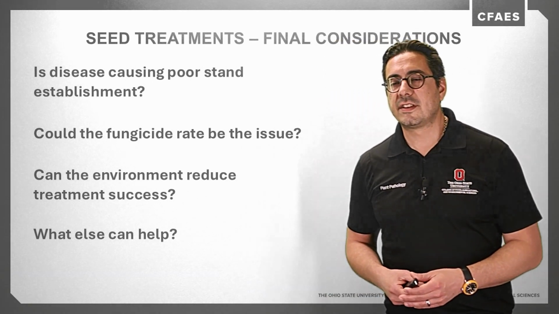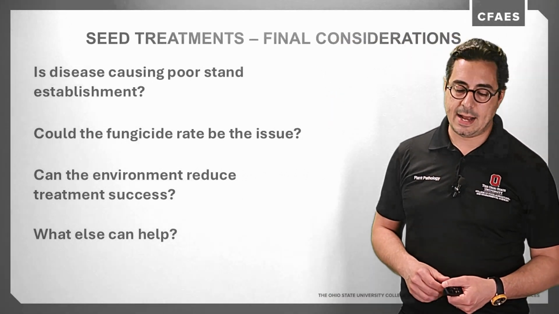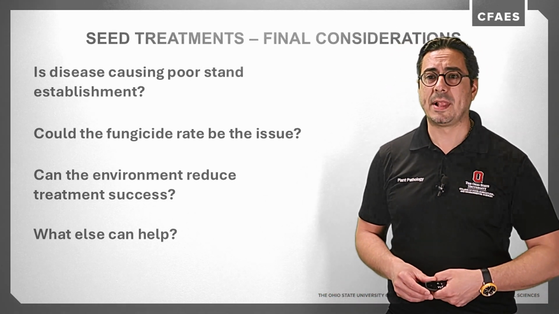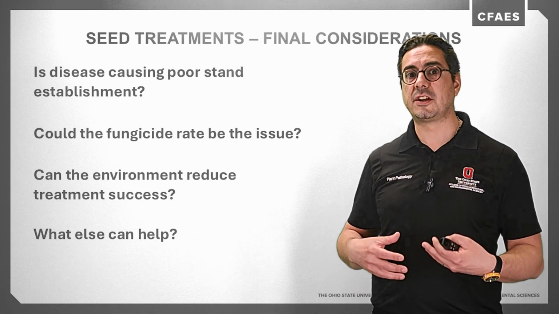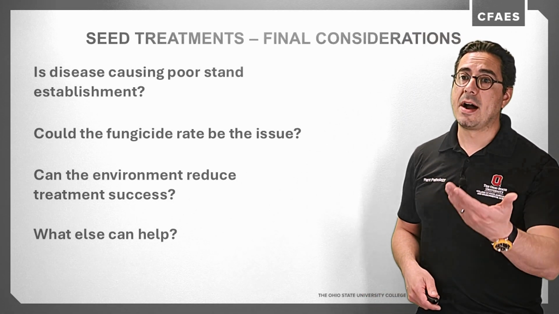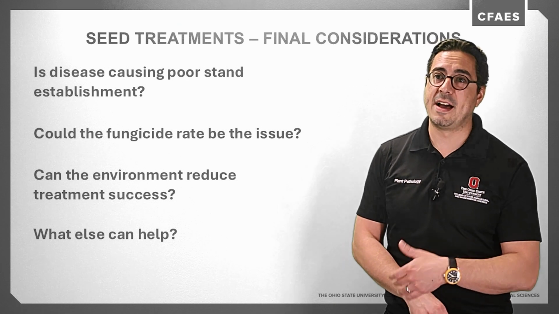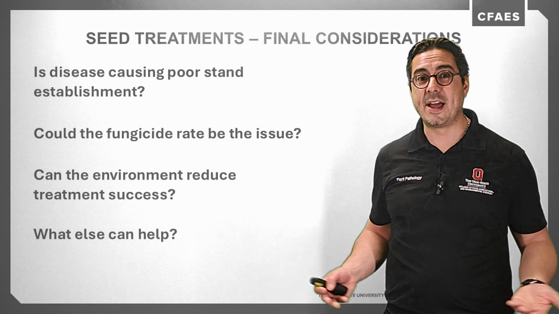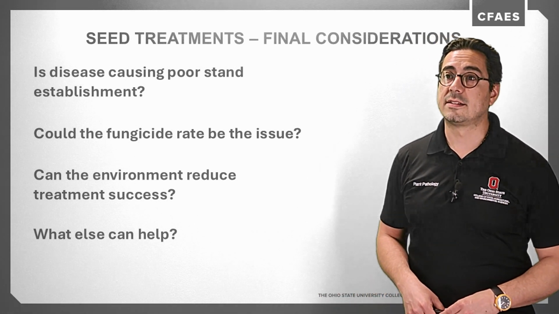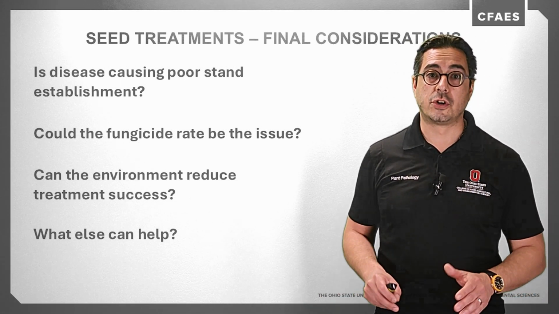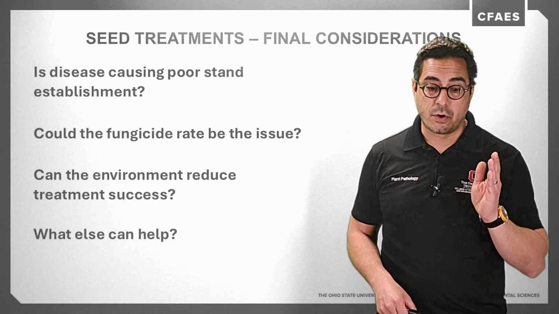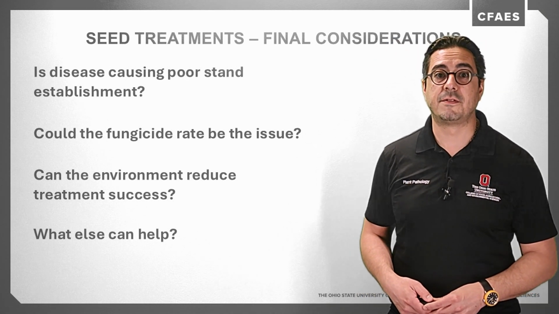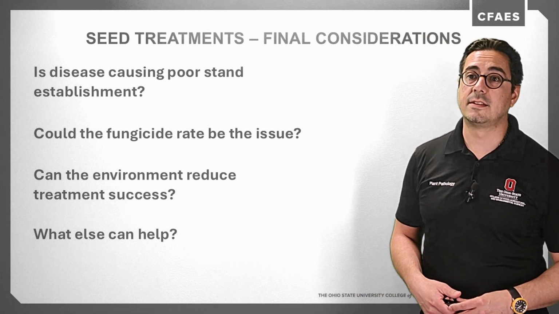So some final considerations and things to think about when we are facing maybe a stand reduction in the field, when we're seeing that our plants are not emerging, or when they are emerging, they're dying soon after. Is disease causing poor stand establishment? Of course, there can be other abiotic conditions that can cause stand reduction, but disease for sure can be one of these. So a correct and accurate diagnosis is very important when we are trying to identify the cause of our poor stands in the field.